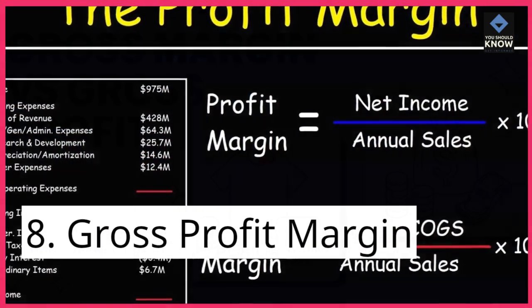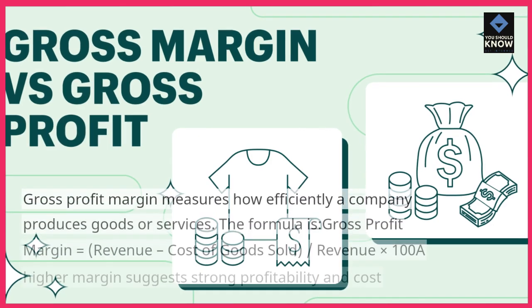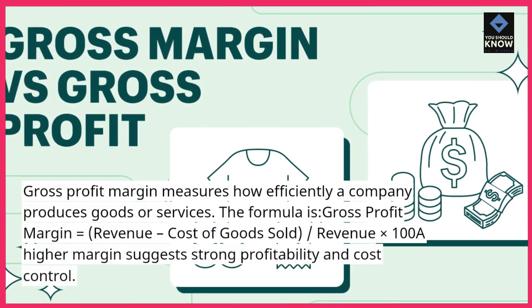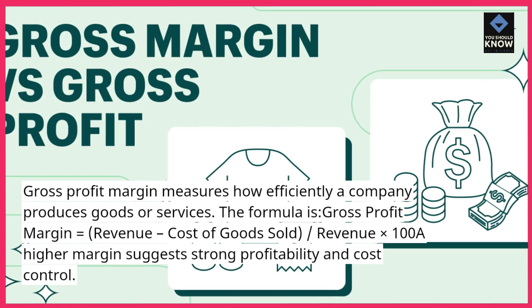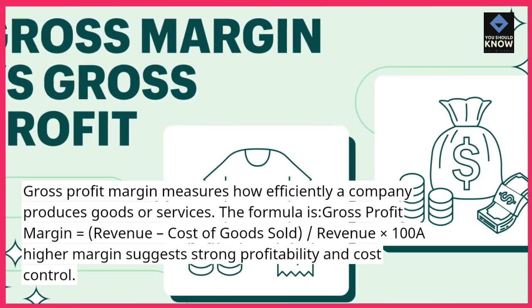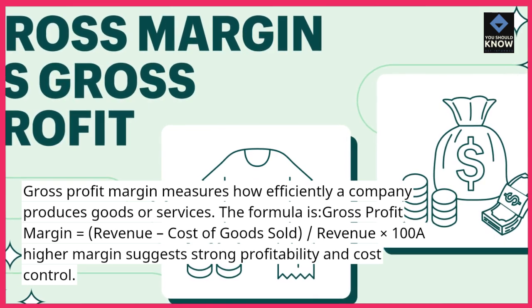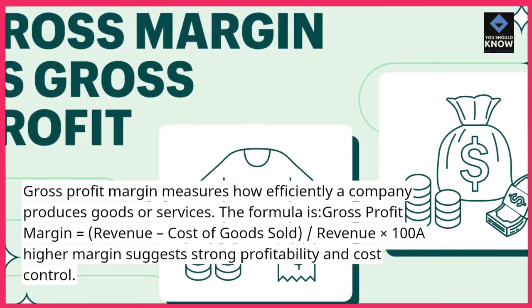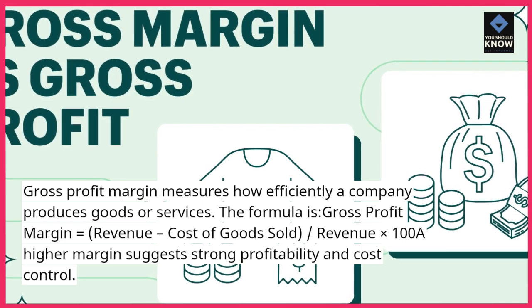8. Gross profit margin. Gross profit margin measures how efficiently a company produces goods or services. The formula is gross profit margin equals revenue minus cost of goods sold, divided by revenue, times 100. A higher margin suggests strong profitability and cost control.